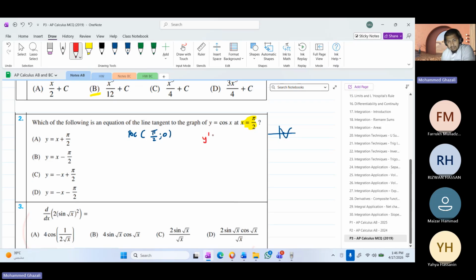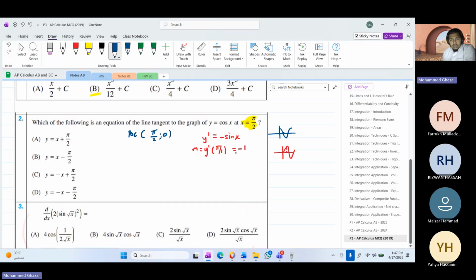So y prime, the derivative of cos x is negative sine x. Let's look at the sine x graph, which starts from 0, and the slope at pi by 2. y prime at pi by 2 is negative sine pi by 2. What is negative sine pi by 2? Sine of pi by 2 is 1, so it is negative 1.